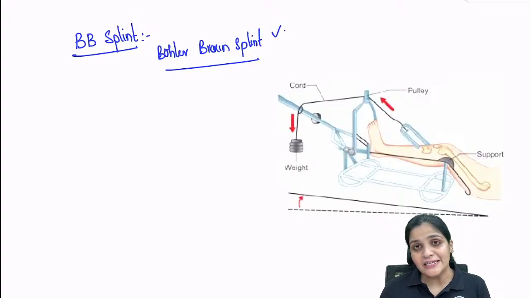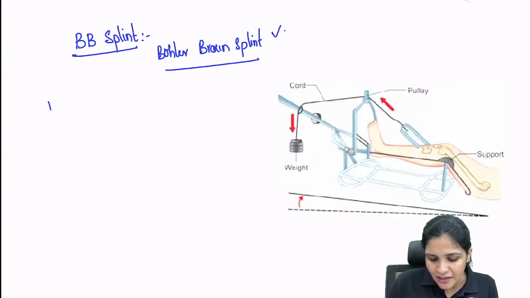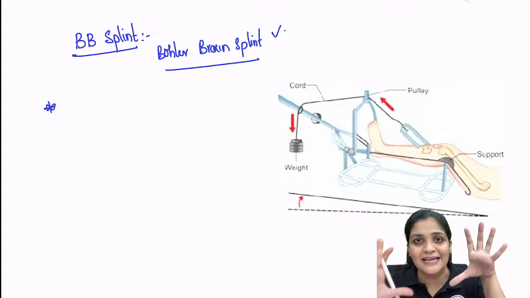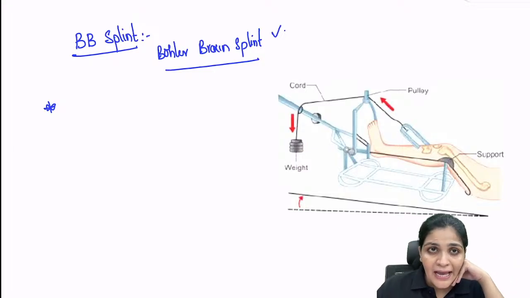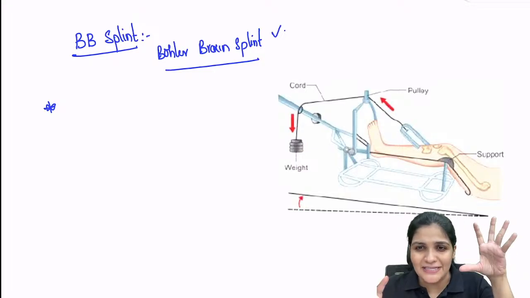And what is the specification of this Bohler-Braun splint? Now what you have seen, the earlier image was a skin traction. So we are not using anything else except just putting a crepe bandage around the limb, and we are using the skin somehow as the traction.